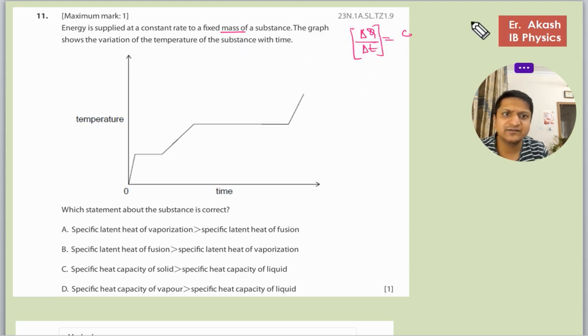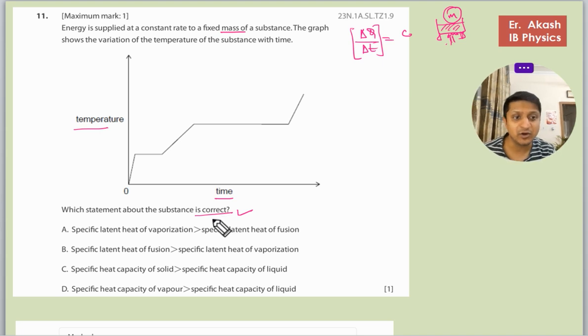and the mass of the body is also constant. Suppose there is a container and there is some material, and we have given some heat to the substance. So a temperature and time graph is given to us. Which statement about the substance is correct? So first understand what this graph is all about.